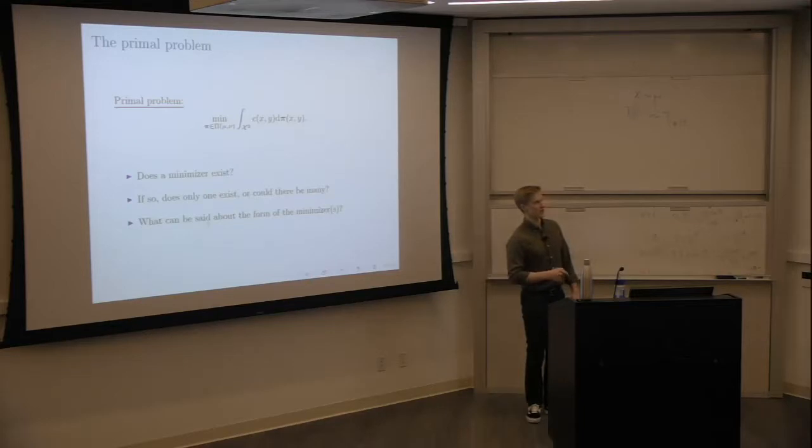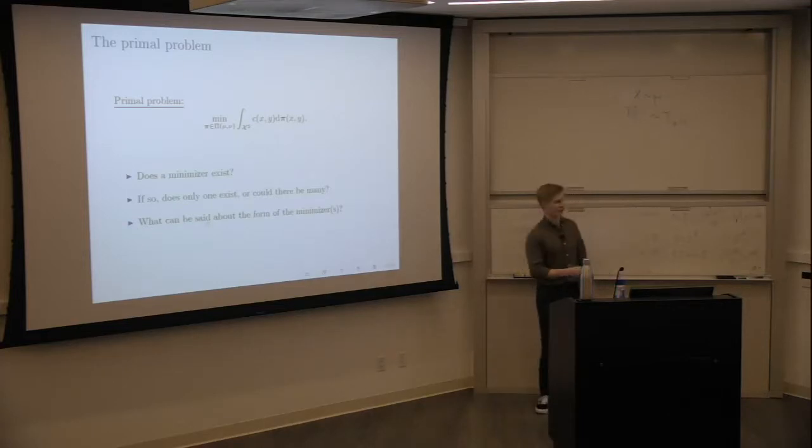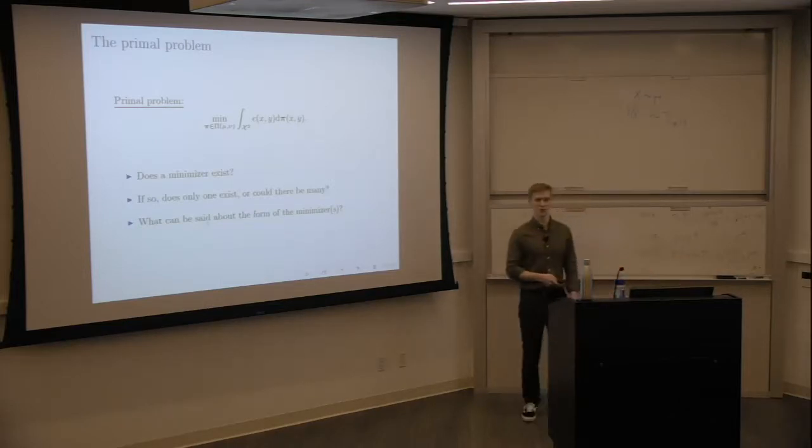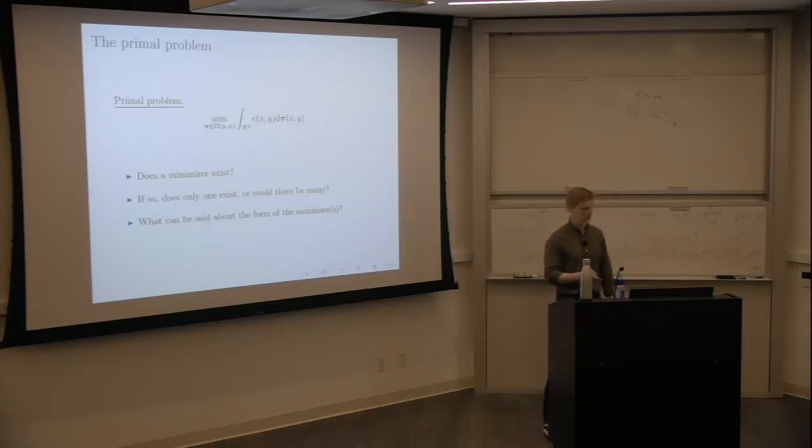But we haven't really discussed some of its important properties yet. For example, does a minimizer exist, or is this just kind of a vacant statement? If it does exist, does only one exist, or could there be many? And what do they look like? What can be said about the structure of the minimizers to this problem? Which are important questions to tackle.